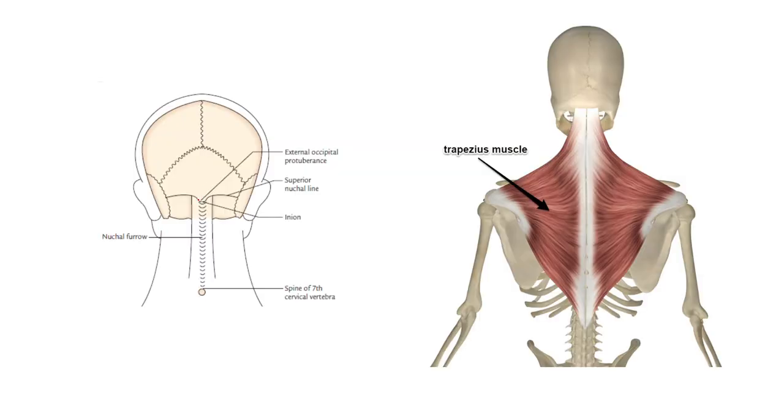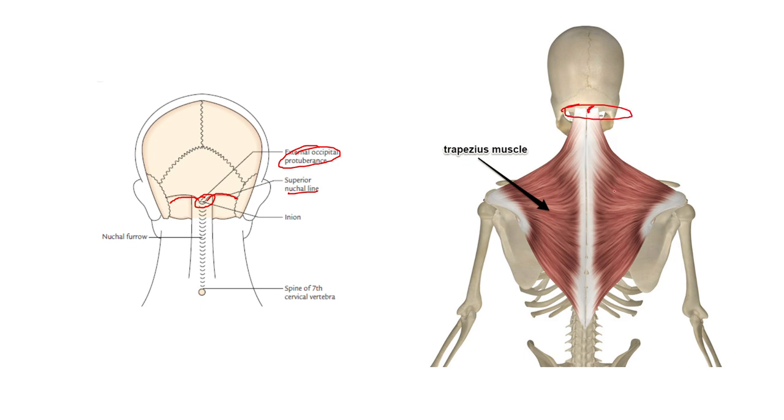Here we are about to discuss 10 random questions on the regions of head and neck. Okay, so here you can see the most prominent point in the occiput called the external occipital protuberance, and the two convex lines, the superior nuchal line. The muscle that originates from the external occipital protuberance is your trapezius muscle.